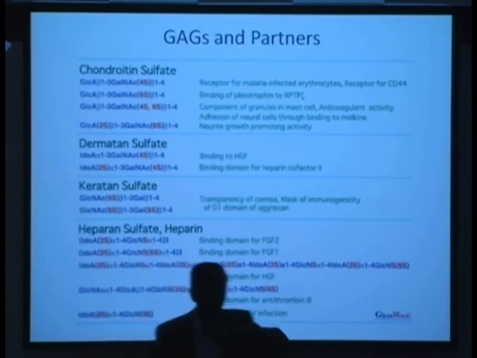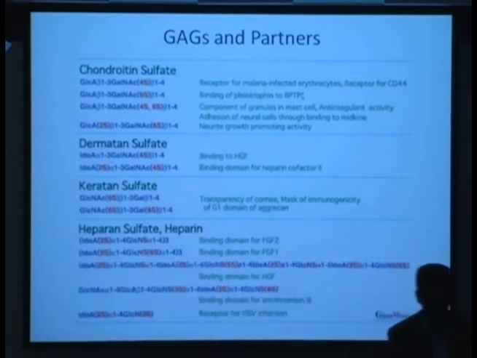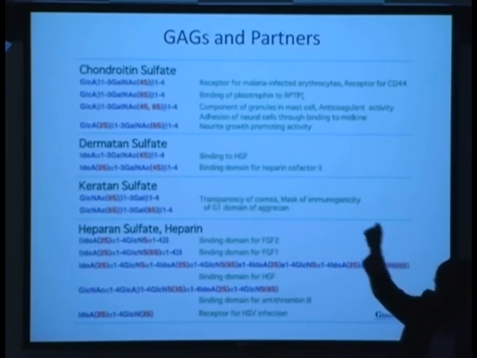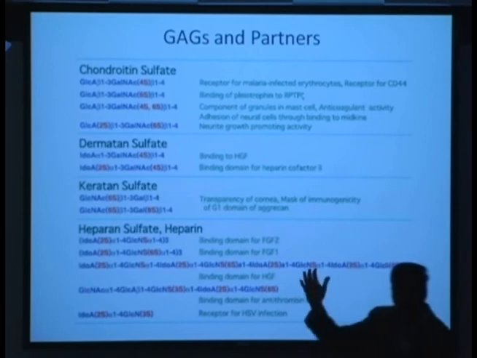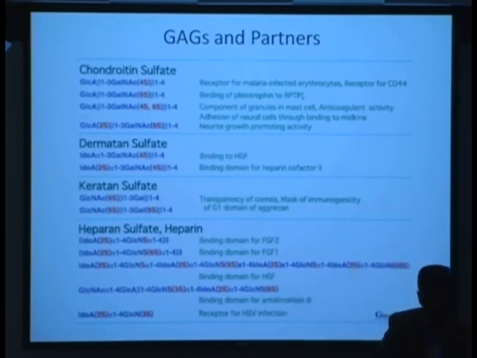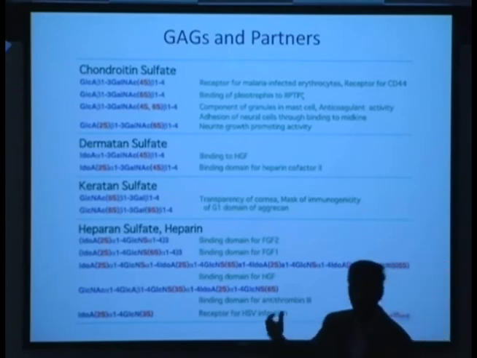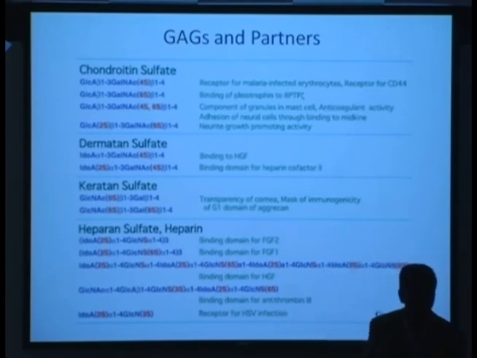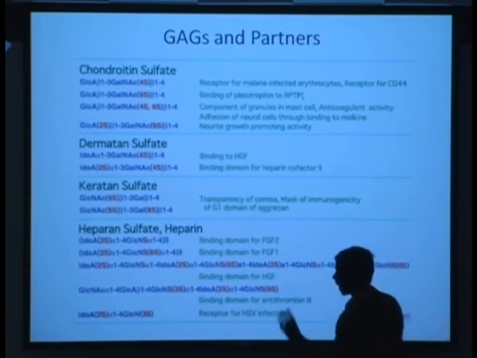With aggrecan, which I mentioned in the very first slide, the structure has a core protein with hundreds of side chains attached to it, chondroitin sulfate. Between the chondroitin sulfate attachment sites, you also have keratan sulfate, which is much smaller in size compared to heparan sulfate and chondroitin sulfate. But you have like 10, 20, 30, 40 different chains of keratan sulfate attached to it.